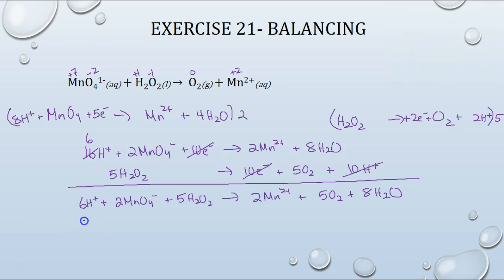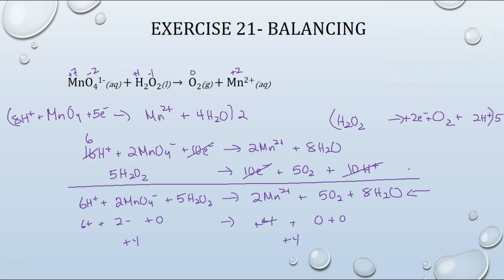So now let's look at the charge. I have a 6 plus and a 2 minus and a 0. So that is a 4 plus. Over here I have a 4 plus, plus a 0 for a 4 plus. So charges are equal, so there is my balanced equation.